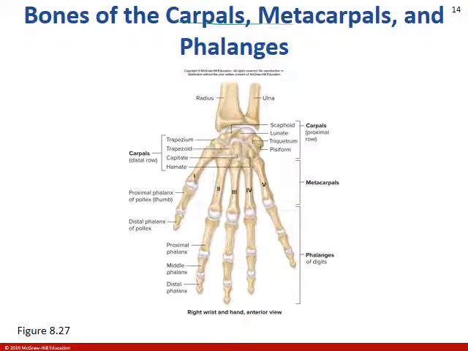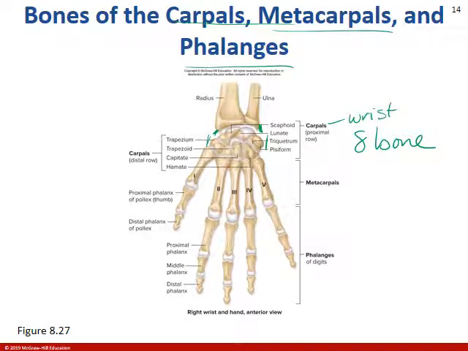Now we move on to the carpals, the metacarpals, and the phalanges. So the carpals are going to be wrist bones, and we have 8 of these. You can see the styloid process that I told you about earlier that help frame the carpal bones.